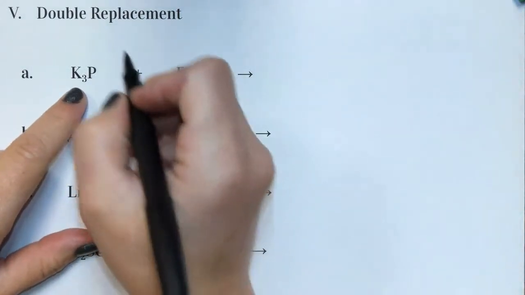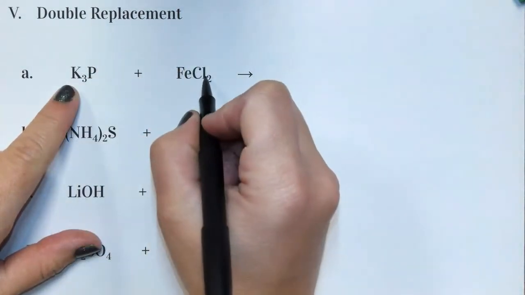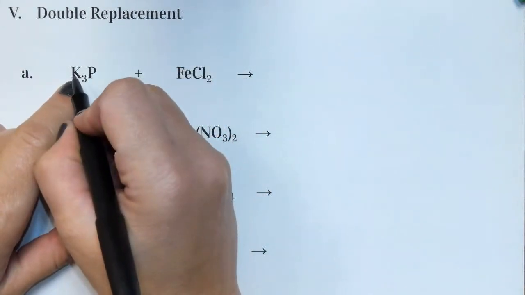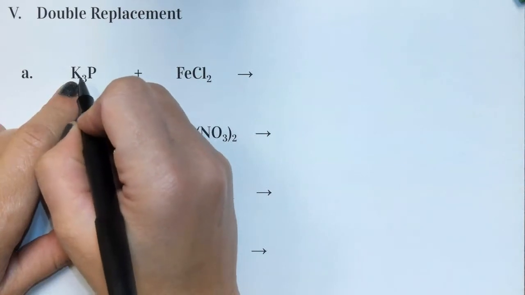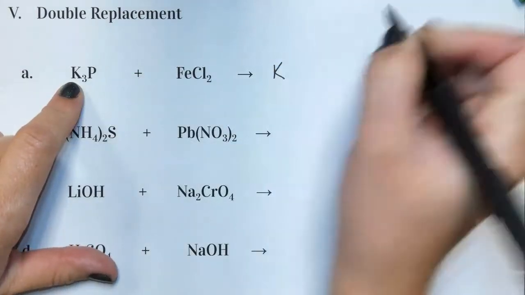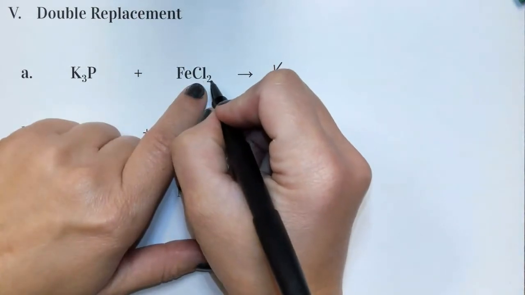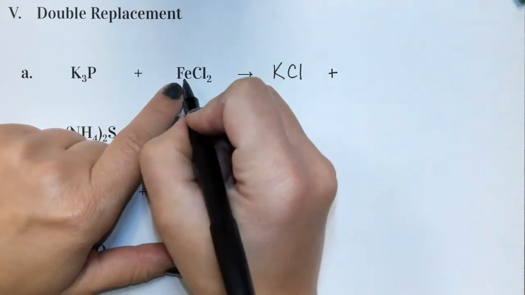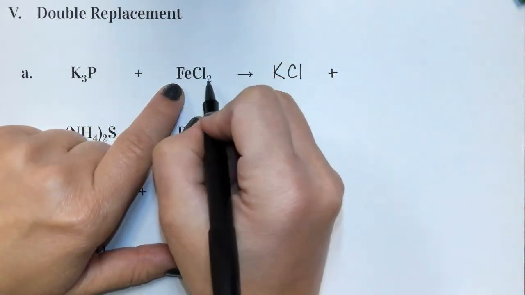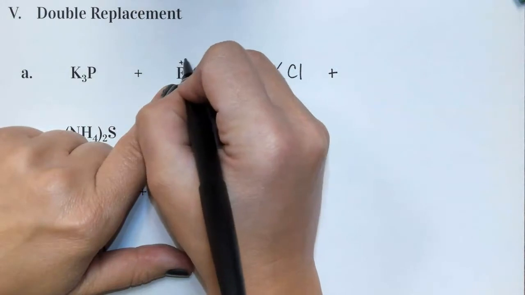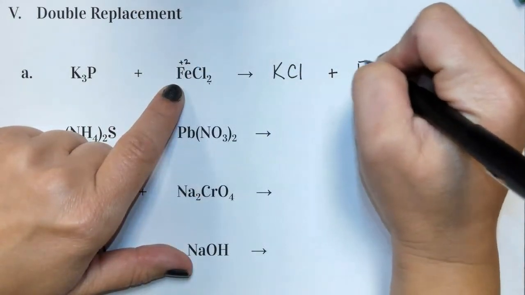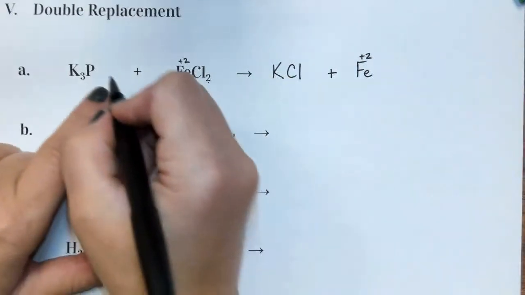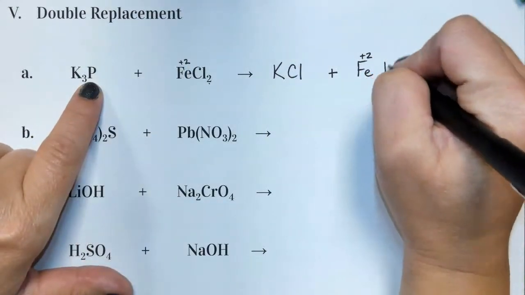To do a double replacement, we want to put first and last, third and second. So you're going to take the first, do not carry over subscripts. We have potassium, and last is chloride, do not carry over the subscript, plus third, which is iron, and it's important to note that this is iron Roman numeral 2, or iron 2. So we're going to put the iron plus 2 over here, and then second is phosphide, which is P.